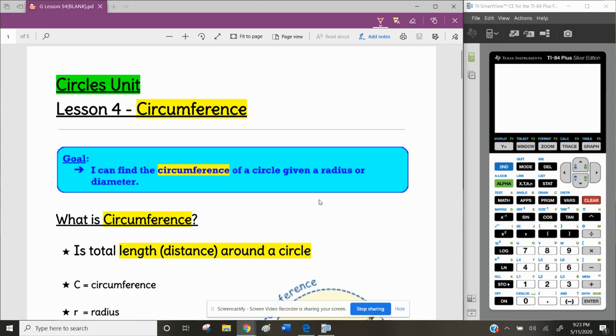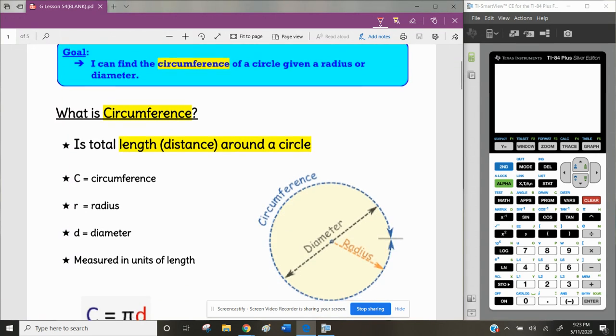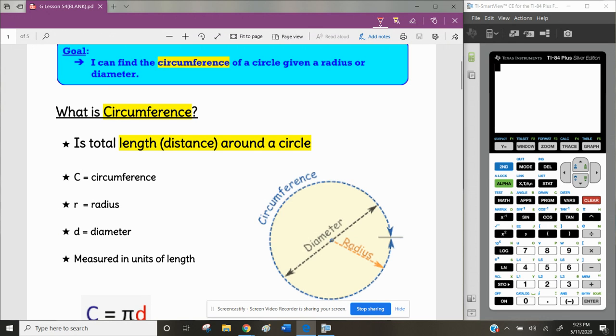We're going to do a lesson on circumference. So what is circumference? That's the total length or distance around a circle. So this is different than arc measure. An arc measure is in degrees. The way you measure an angle in degrees is one of the ways. So the way to measure an arc is in degrees. But if we want to know the distance or the length of the circle, then we're talking about circumference.